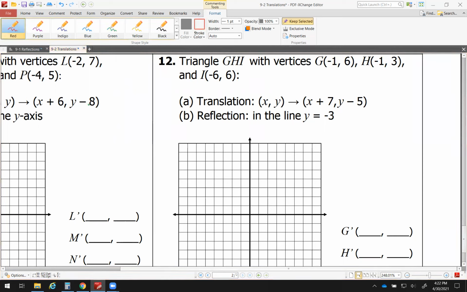So let's get the original up, excuse me, in red. G is at -1, 6. H is at -1, 3. And I is at -6, 6. There's G, H, I.